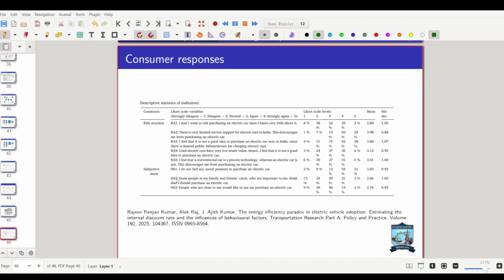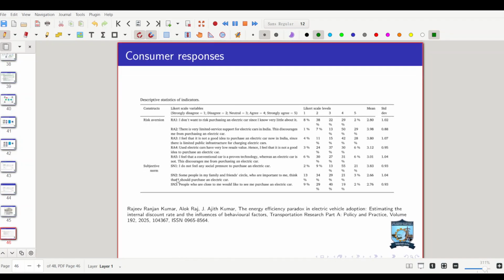Okay, and now we come to the last part: what are the social and financial drivers for adoption of electric vehicles.